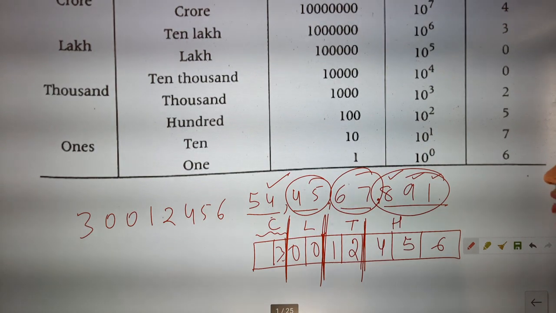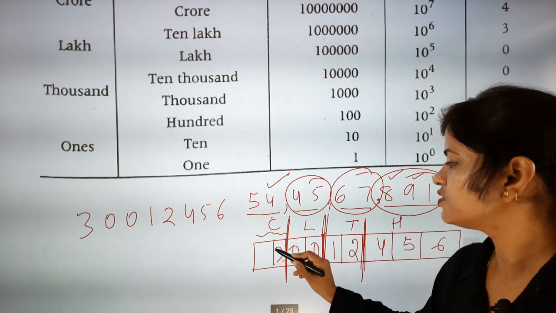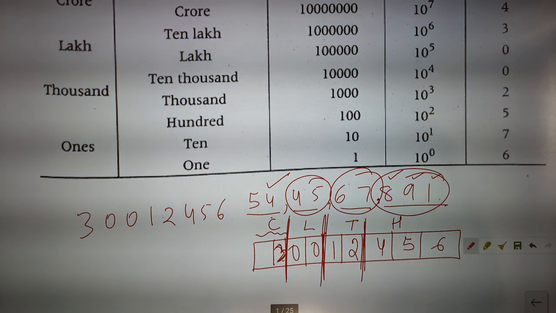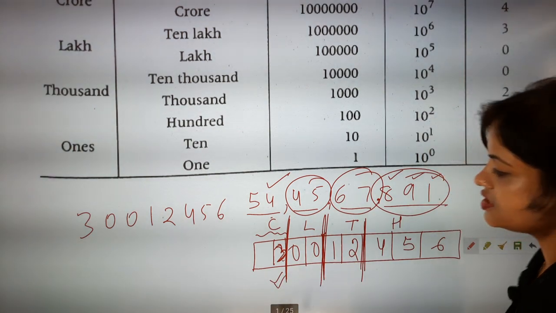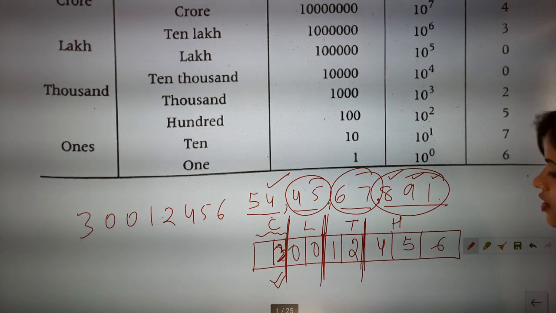Here, this is the ones place for crore, and this is the tens place. So this will become 3 crore 12,456. 3 crore, because it is in the ones place.